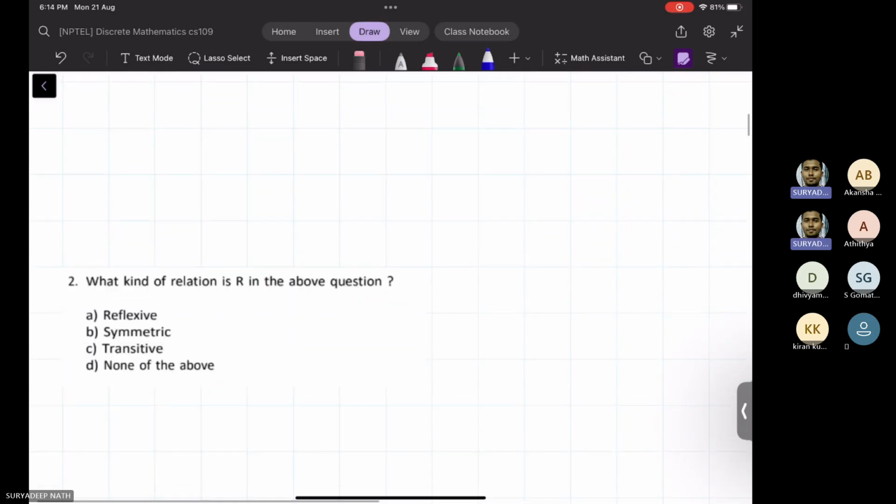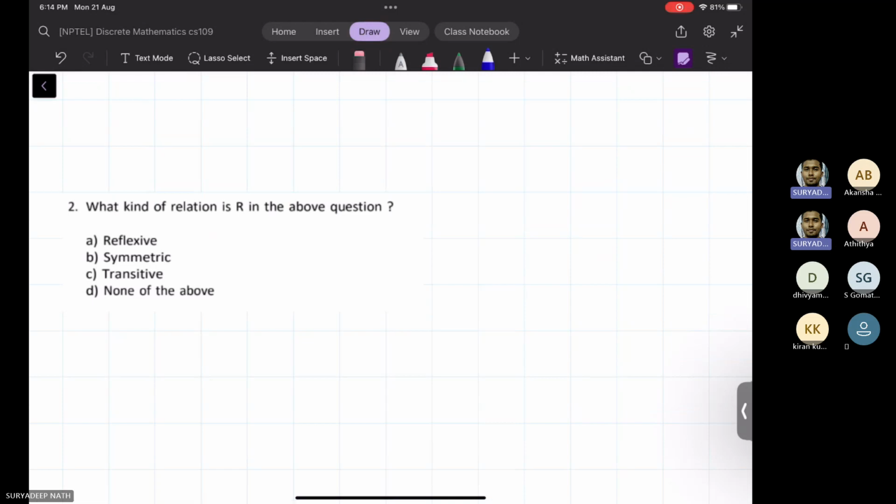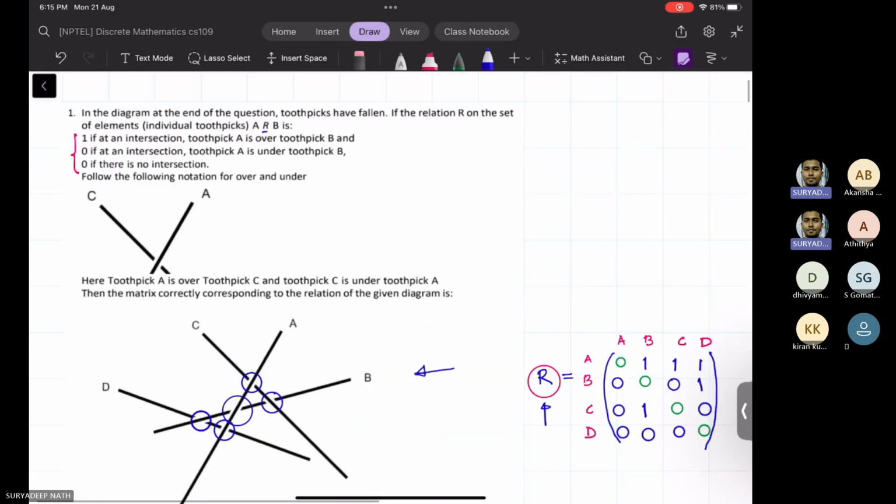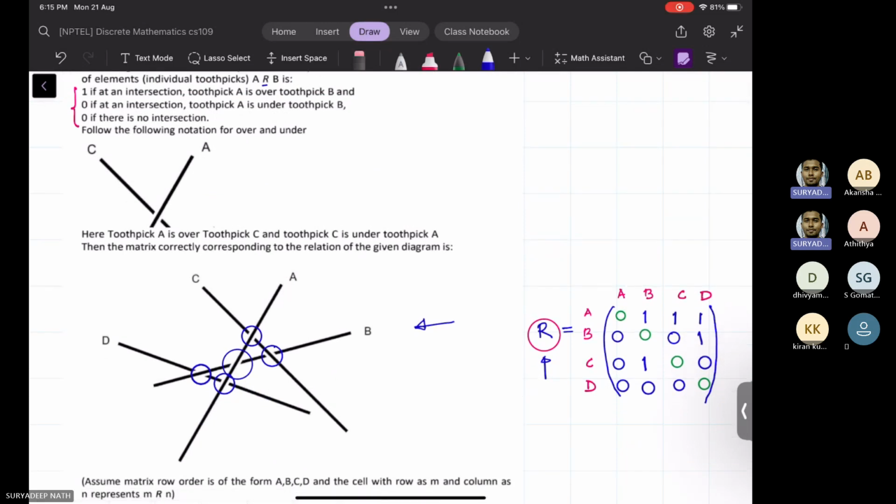A relationship can be of how many types? A relationship can be reflexive, symmetric, and transitive. Now, can anyone comment on whether the relationship is reflexive or not? Take a look at these rules and the diagram, and this is the relationship. Can anyone tell whether this relationship is reflexive or not?